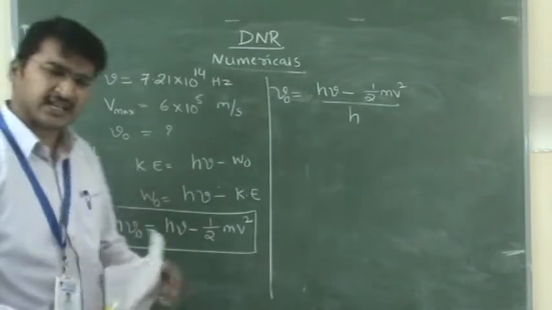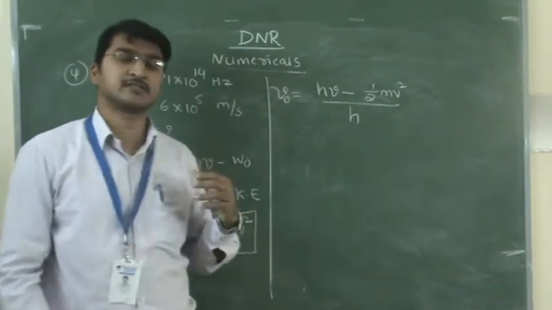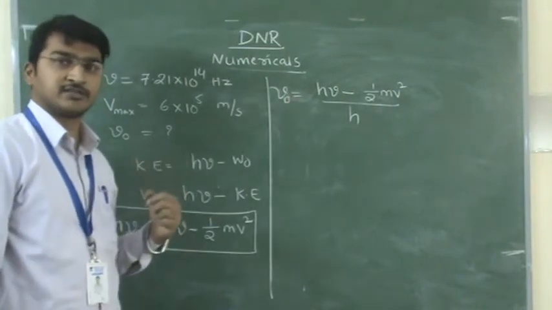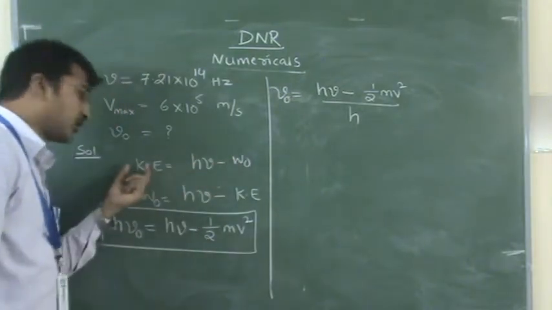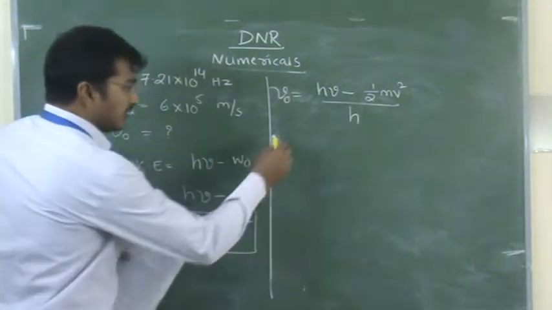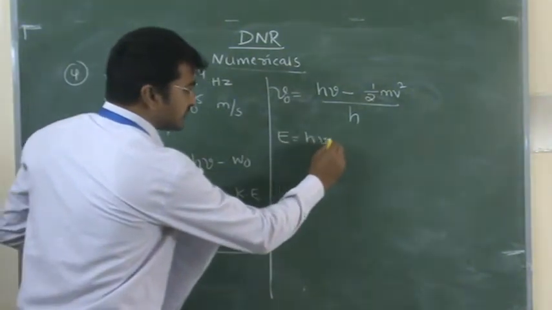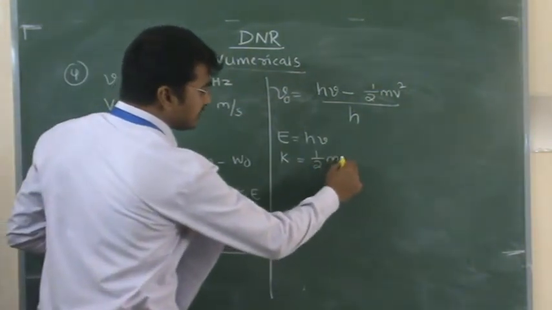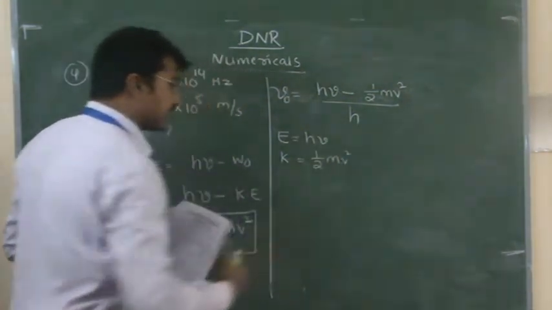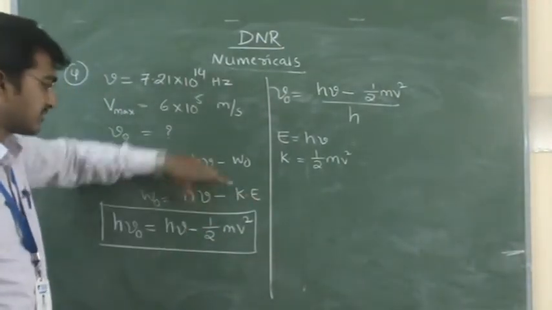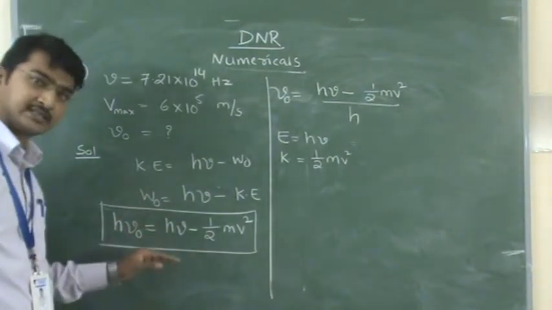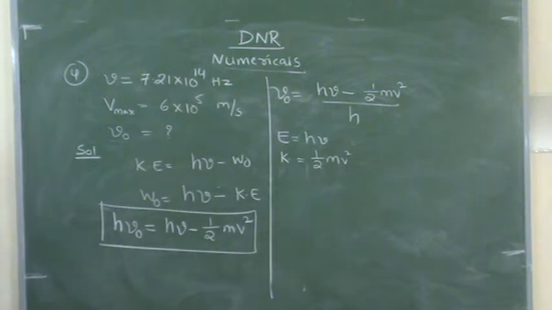You take this one. Otherwise, there is one simple method. If you are confused with this one, first individually you can find the h into nu value, the energy of the incident light. Next, you can find the kinetic energy by using half mv square. So you will get both values in joules. Substitute this E and kinetic energy here, you will get W naught, and then divide by h. That is also okay. If you are confused with this, I will go with that method. So better, I will solve that.